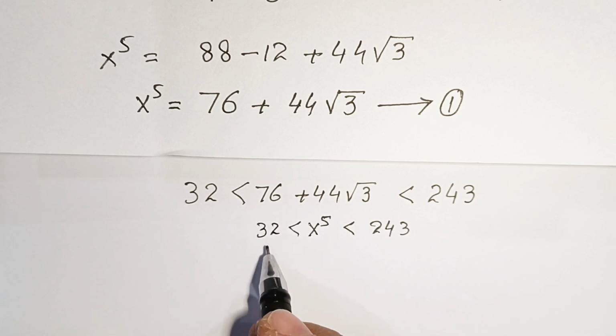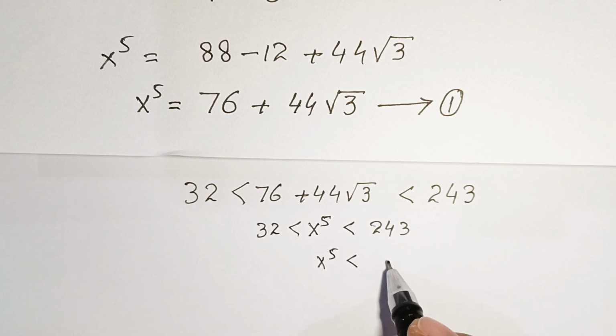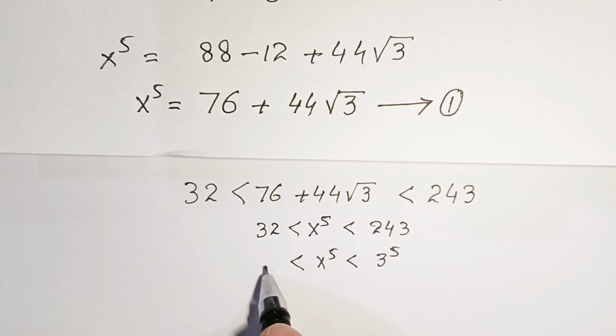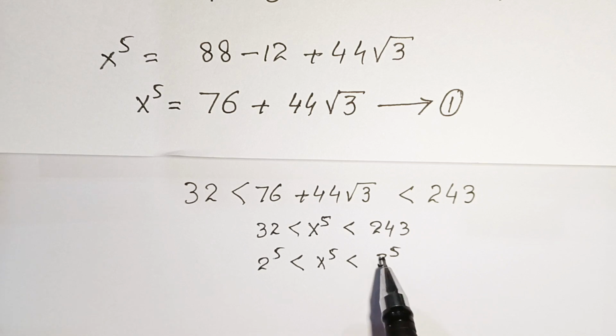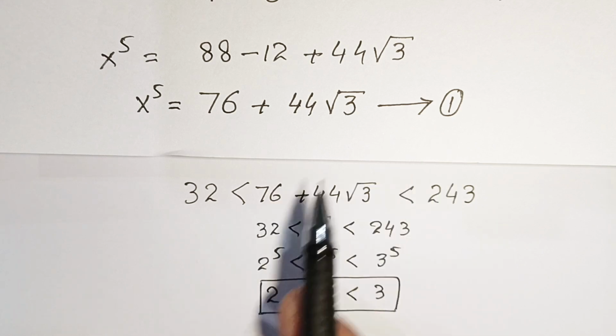So we can also write that x to the power 5 is less than 243, which is 3 to the power 5, and greater than 32, which is 2 to the power 5. So hence the exponents are the same. Then we also say that x is less than 3 and x is greater than 2. So this is the domain of equation 1.